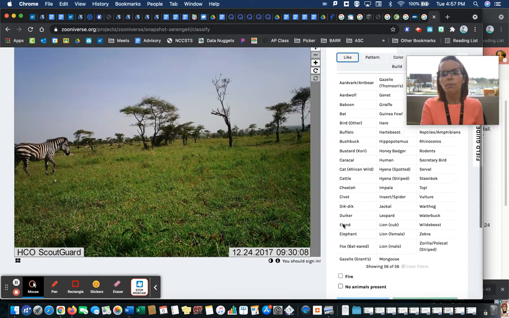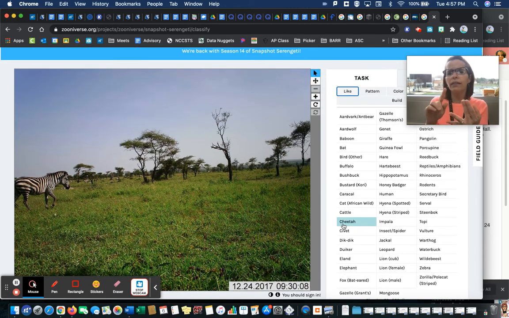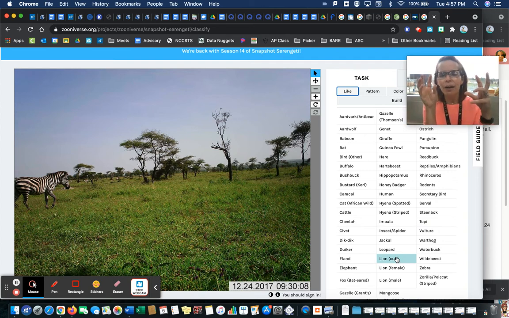It'll ask you questions about what the animal is doing and how many animals you see there, and you have to identify the animal. And in this case, it gives you tips. These are all animals that it could be, and it gives you a chance to look at the animal. It teaches you how to identify the animal.